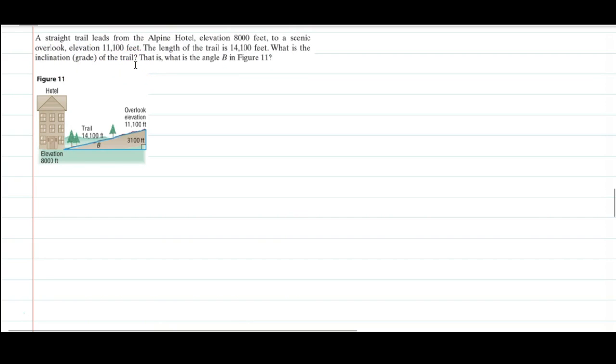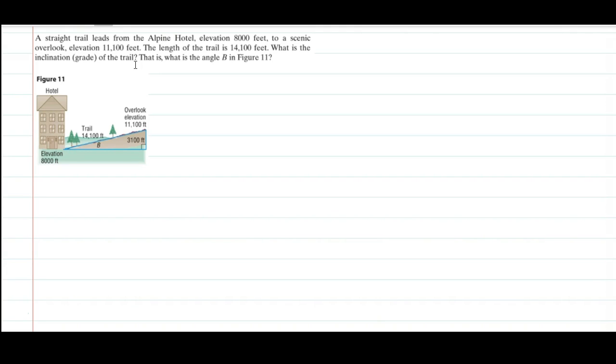So if you've ever been on a trail, if you are not very used to walking a lot, if you're not very used to climbing a lot, you don't go on the more steep trails. So they're saying, can you find the steepness of this trail, basically?